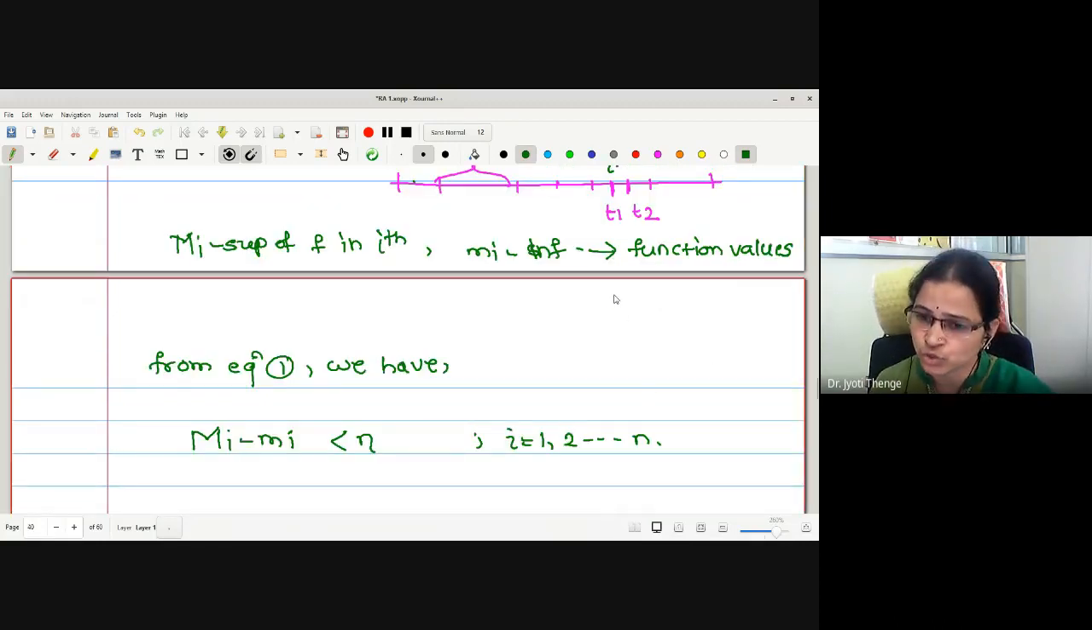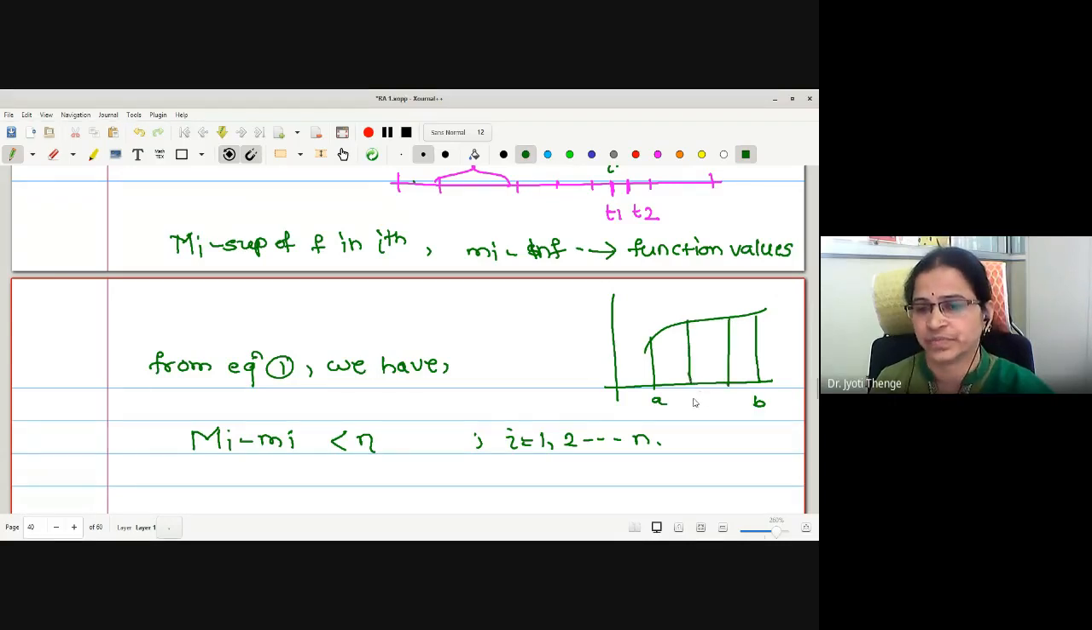Or here I can show in the sketch itself. Suppose this is the curve. This is our closed interval AB. And suppose somewhere here is the ith subinterval we have selected, the ith subinterval x(i-1) to xi. Then whatever is the suprema, whatever is the infima, this is the suprema. Whether the suprema is a function value or not? Yes, it is a function value. Similarly, what about the infima? This infima is also a function value.